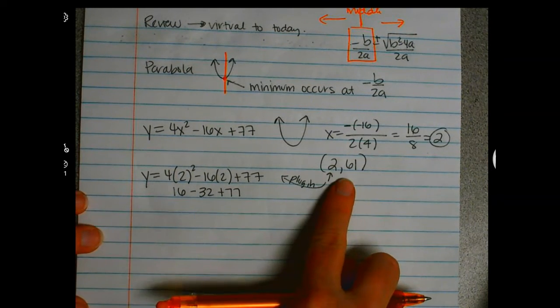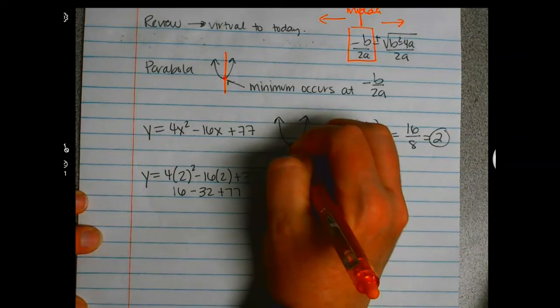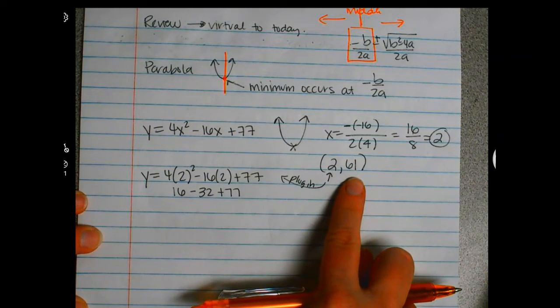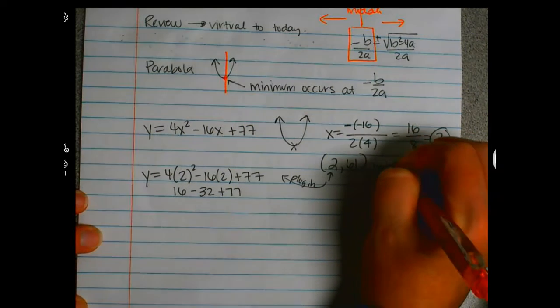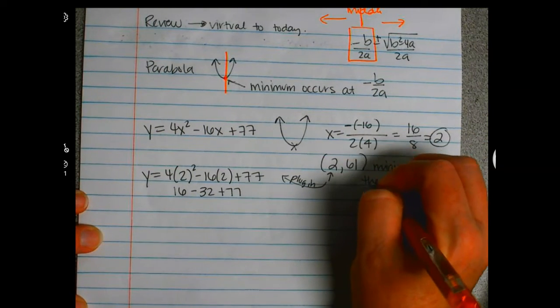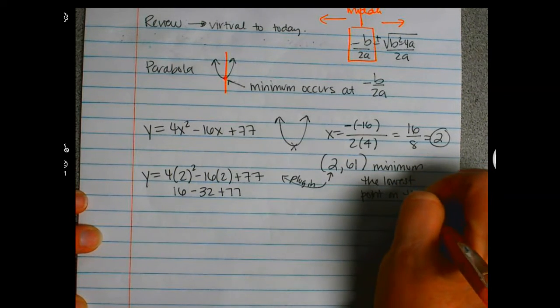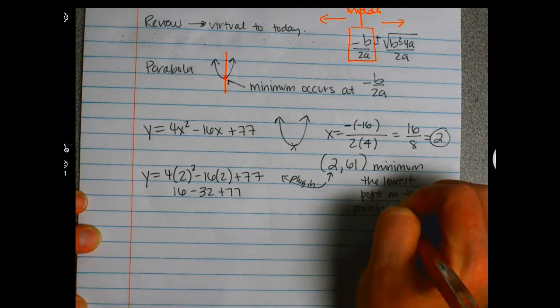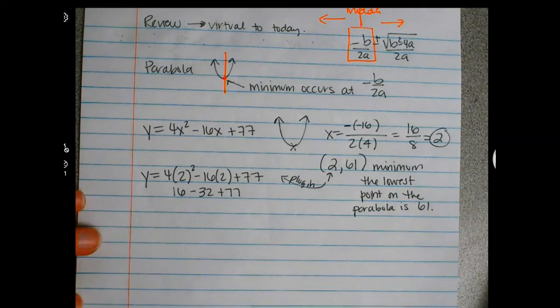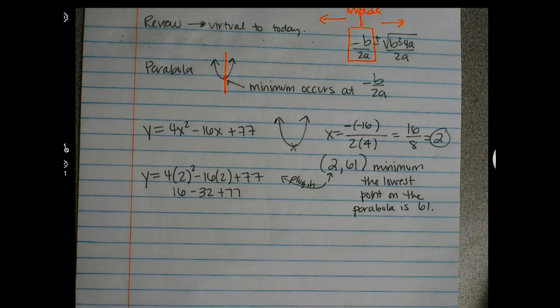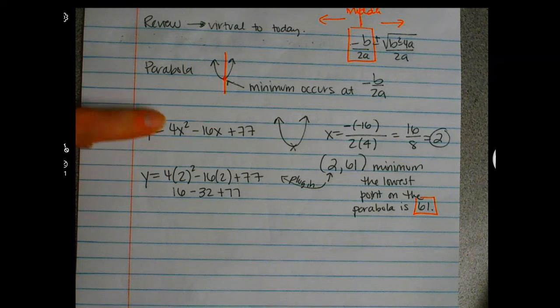So this has a minimum value. This is my shape. That means at this point, even though it looks really high up, it happens to be a minimum value. The lowest point on the parabola is 61. That's the minimum value. It happens at 2. So the main thing out of section 3.2 was being able to tell minimum and maximum values based on whether this is positive or negative and negative b over 2a.